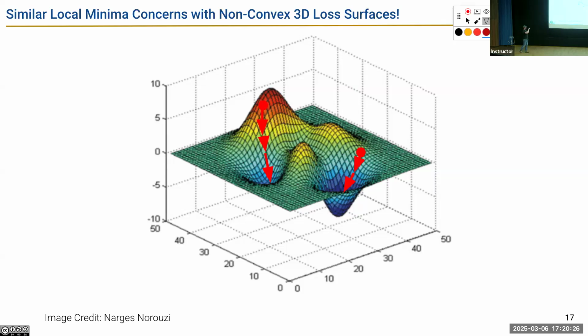So lots of different techniques for thinking through this problem. You might try lots of different initializations, run gradient descent multiple times, see which one gives you the lowest value of the loss function. Just keep in mind that this problem exists. Convexity is still an issue in multiple dimensions.